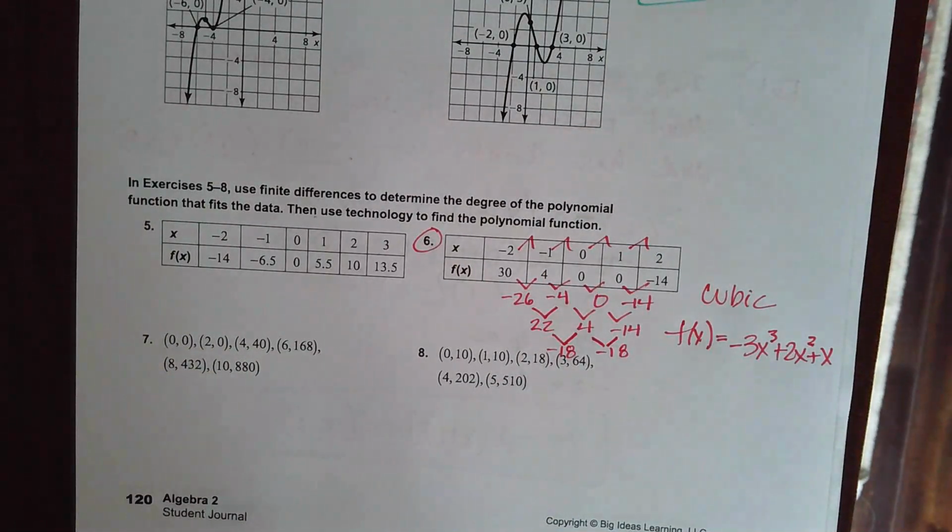All right, the rest of these are done the same exact way. All I'm really looking for you to do is use the finite differences to identify the type of function, and then you would just plug it into your calculator to generate the equation.